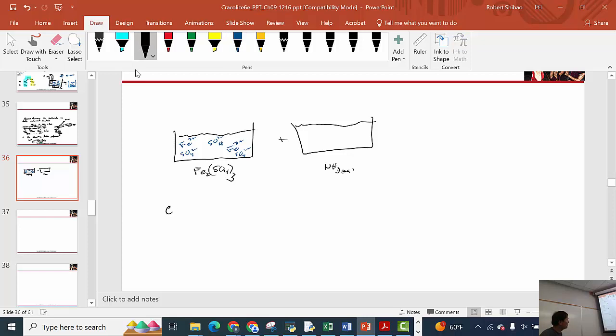And so in the complete equation, we have iron 3 sulfate, aqueous. But the ionic equation is going to list the major species. The major species will be iron 3 plus ions, aqueous, and 3 sulfate ions, aqueous.